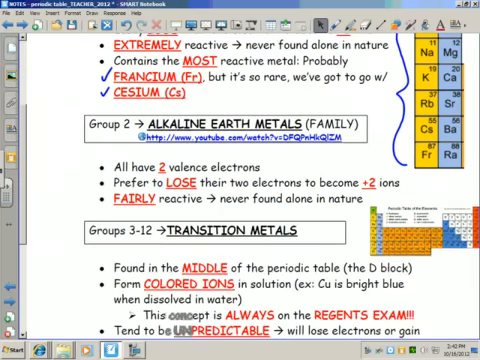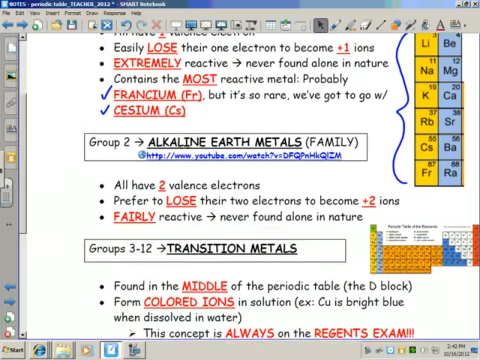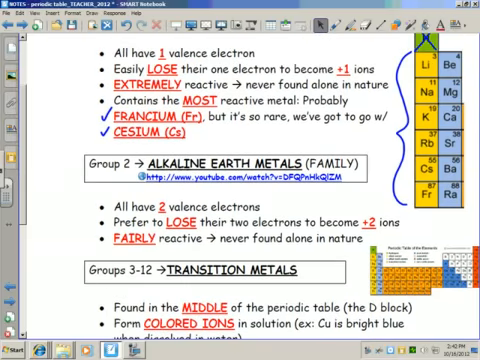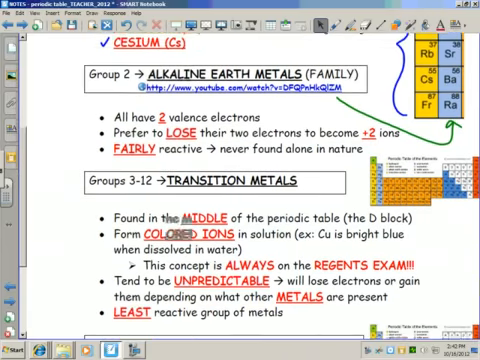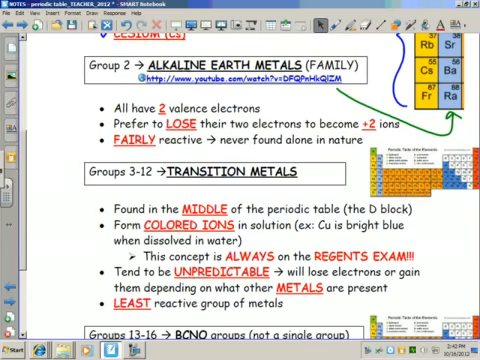The group 2, or alkaline earth metals, are these guys right here, right next to the alkali metals. They are the second most active group or family of metals on the periodic table, and they're also never found uncombined or alone in nature. They're fairly reactive, but not to the same degree.